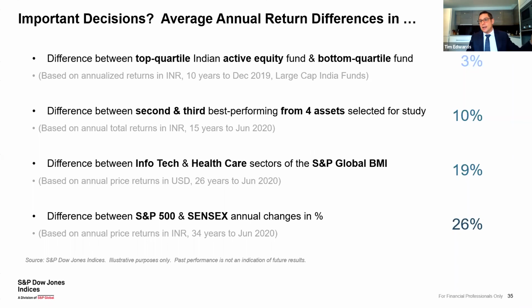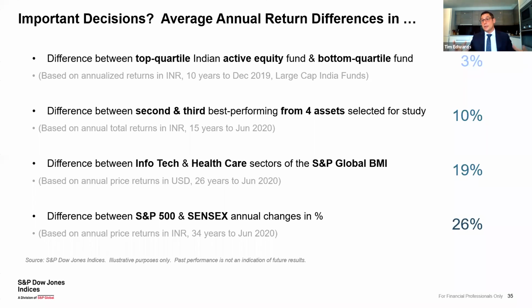If you go back to the 4 assets that we looked at in portfolio construction, and I just take the second and third, there's only 4 of them. So the middle 2 on an annual basis, what was the average difference between those 2? That's 10%. That's 3 times more powerful in terms of thinking about your asset allocation.